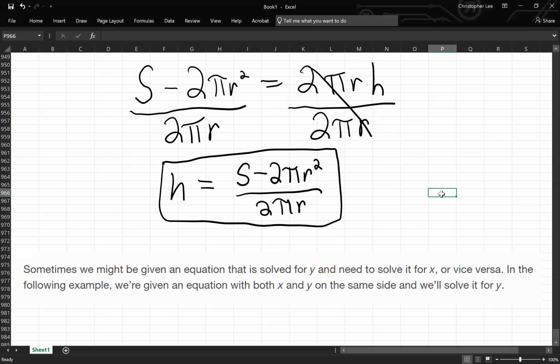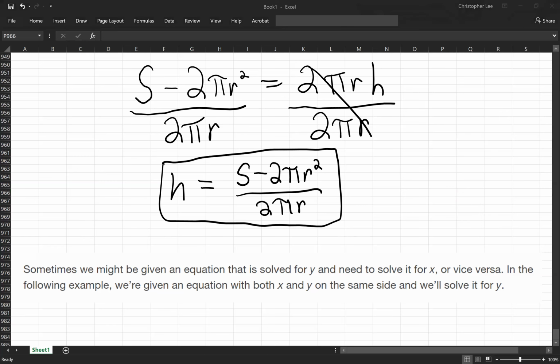All right, sometimes we might be given an equation that is solved for y and need to solve it for x or vice versa. In the following example, we're given an equation with both x and y on the same side and we'll solve for y. So now we're getting into some important stuff right here.